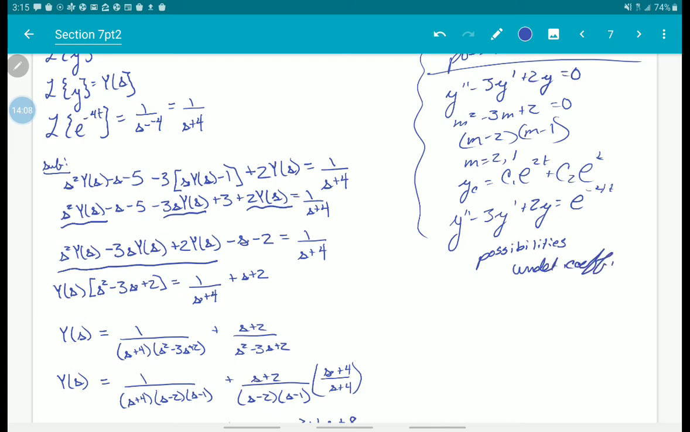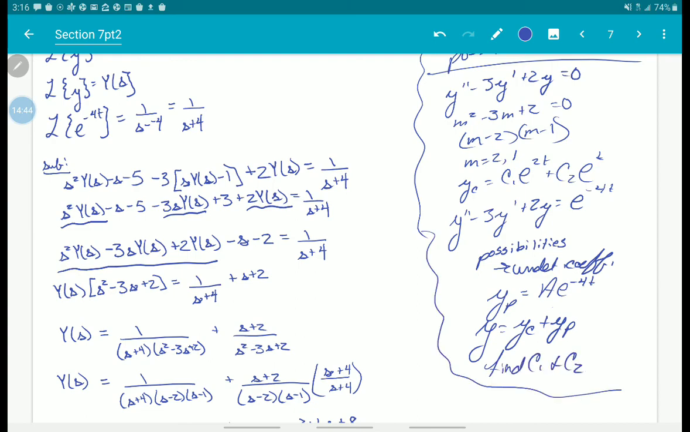You could use variation of parameters also, but I think undetermined coefficients might be a little bit easier in this case. So then you would go through that process, figure out what this is going to look like. Our idea would be that this would be a e to the negative 4t. So then we would run with that, figure out what a would be, and then we would create that general solution with yc plus yp. And then once we would have that, we could plug in the initial conditions to find our C1 and C2. So it's definitely a process to solve.